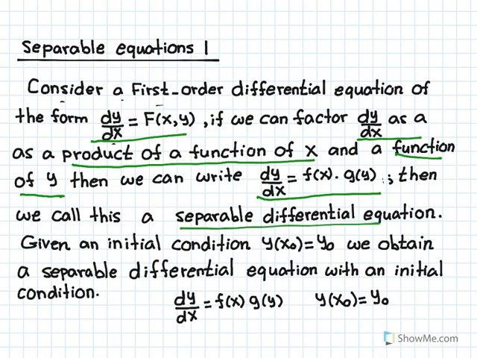Given an initial condition y of x0 equals y0, for example, y of 0 equals 2 or y of 1 equals negative 3, we obtain a separable differential equation with an initial condition y of x0 equals y0. So the key concept is that a differential equation is separable if we can write it as a product of a function of x times a function of y.